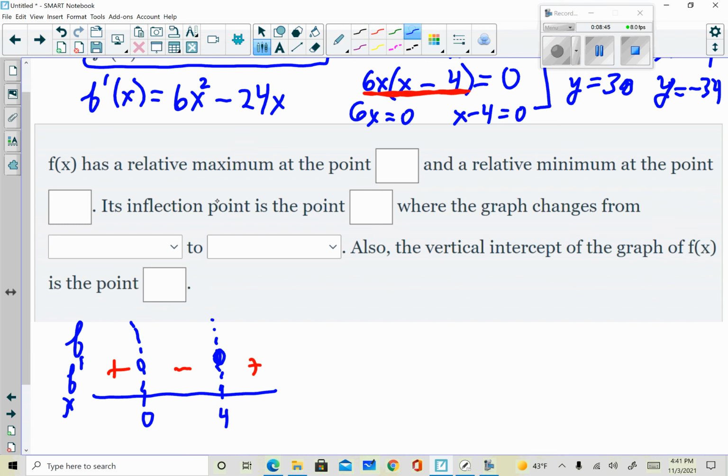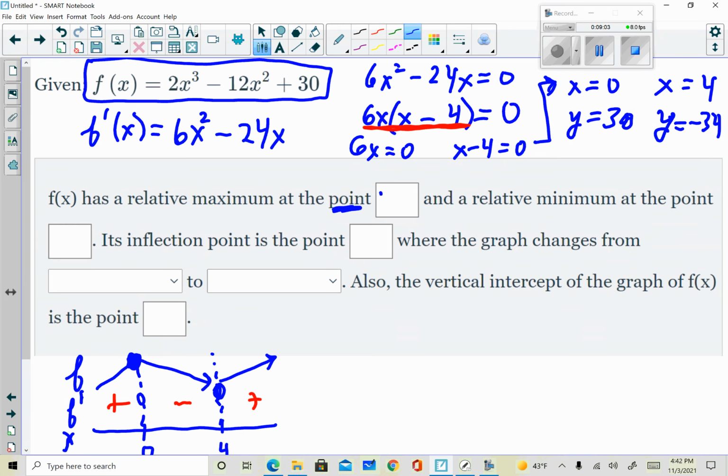This tells us that f is increasing, then decreasing, then increasing. So f has a maximum when x is 0, a maximum at the point 0, 30. The minimum is here, down then up, so minimum when x is 4. That's at the point 4, negative 34.